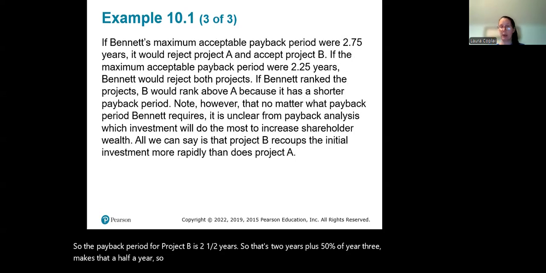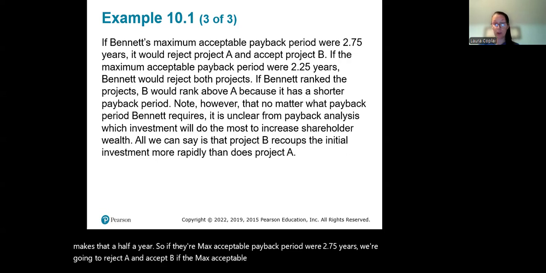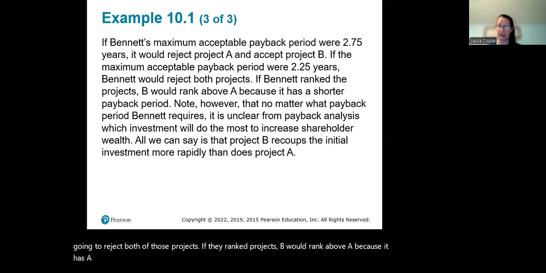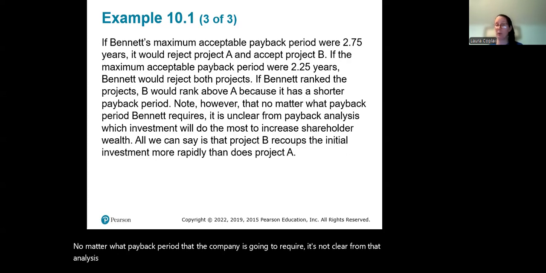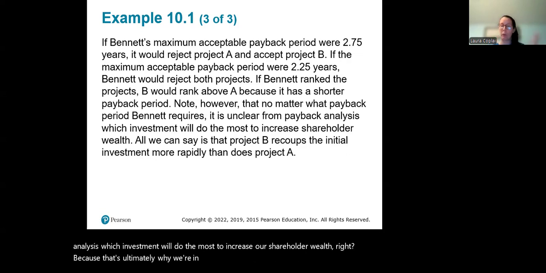If their max acceptable payback period were 2.75 years, we're going to reject A and accept B. If the max acceptable payback period was 2.25 years, we're going to reject both of those projects. If they ranked projects, B would rank above A because it has a shorter payback period. No matter what payback period the company requires, it's not clear from that analysis which investment will do the most to increase our shareholder wealth, right? Because that's ultimately why we're in business. We want to create wealth for our shareholders. All we can say based on this information right now is that Project B recoups the initial investment more rapidly than Project A does.